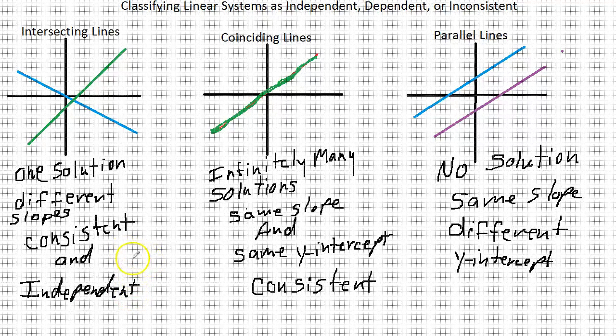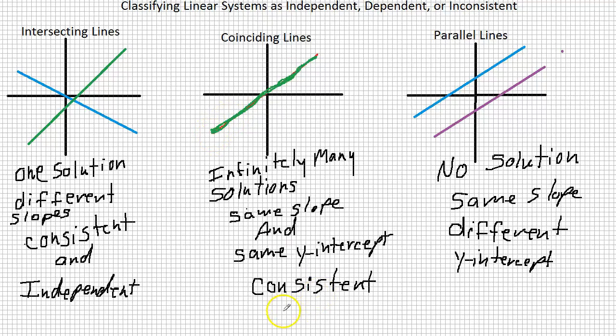Now, a lot of times the textbook will just use the word independent, but some textbooks will use both words, consistent and independent. The key word, though, is independent because the slopes are independent and we have an answer. There is exactly one answer with intersecting lines. Well, with coinciding lines, yes, it's consistent because there's at least one solution. But in fact, there are infinitely many solutions because every point on one line is on the other.